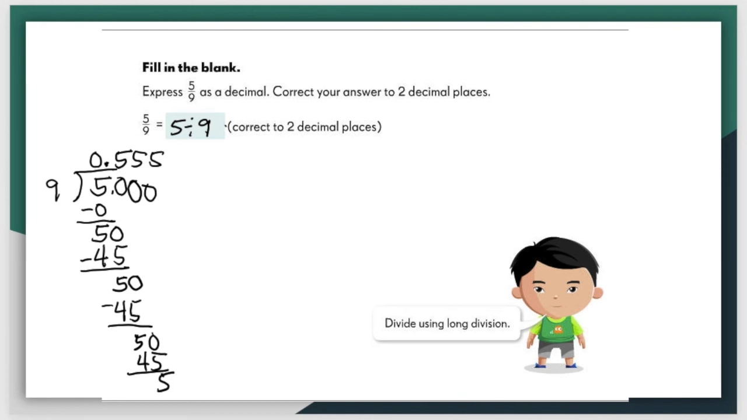So our answer is 0.555, which is a repeating decimal. And let's correct that to two decimal places. Tenths, hundredths. To the right of 5 is a 5. So meaning we have to add 1 here. So it will become 0.56. This is our final answer.